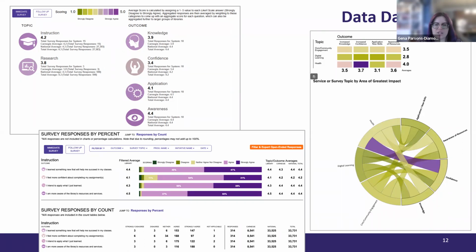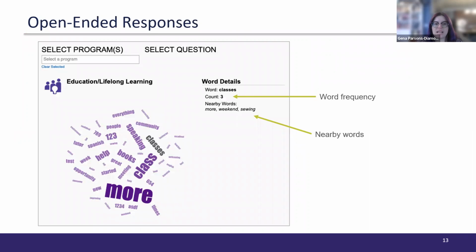And the final dashboard we provide is the qualitative dashboard, available here, where you can visualize the most commonly used words from your open-ended responses. You will see one word cloud per survey topic, and you can select a program to narrow down the results. Click on a word to see its frequency and other words that commonly appear with it.